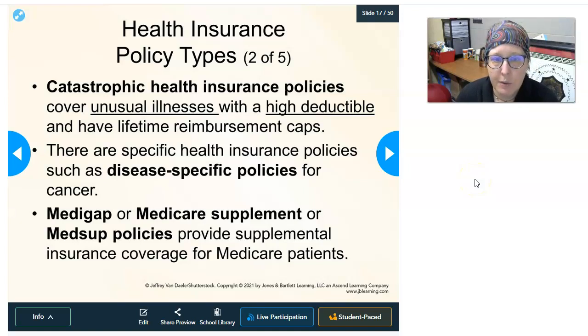So a catastrophic health insurance policy covers unusual illnesses and it has a high deductible, and they have a lifetime reimbursement cap, so they cap their reimbursement at a certain amount. So a catastrophic is very similar to a major medical, except the deductible is really high. So the deductible could be something like $5,000, and it is for something really weird that happens. A lot of times, before there was a health insurance marketplace, some people would take out a catastrophic health insurance policy because the premiums were low, and put some money in savings, and then if you have some weird cancer or brain tumor or something really weird that comes when you're young and you were not expecting, these types of policies will pay.